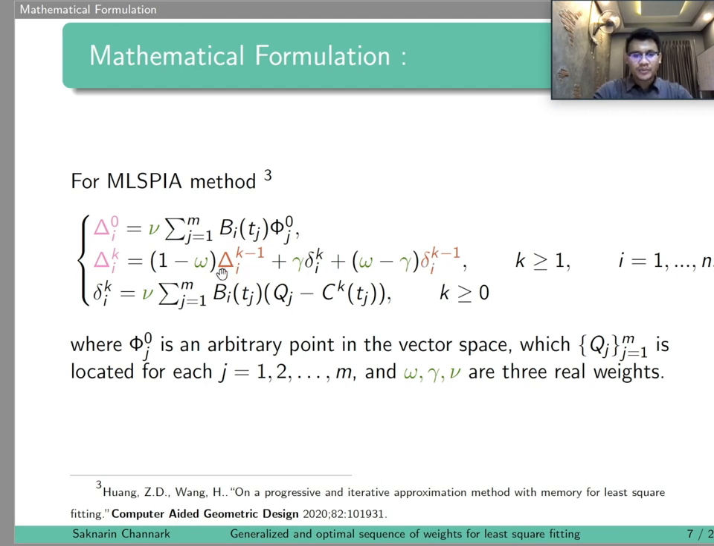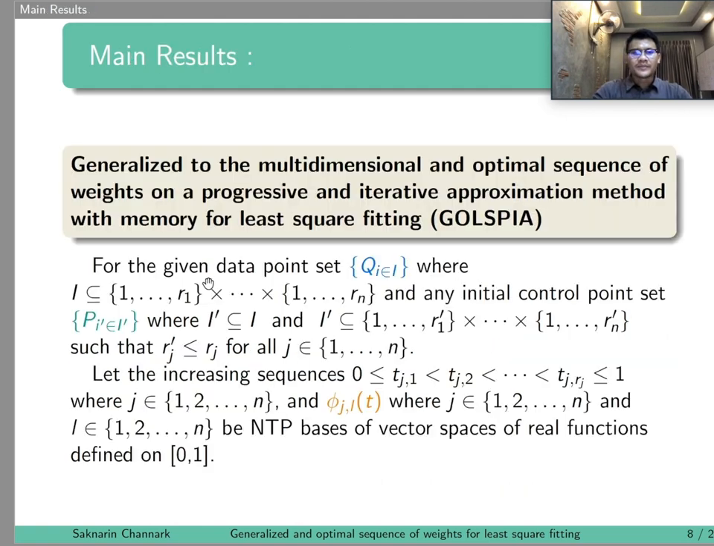Moreover, Huang and Wang used omega, gamma, and nu, which are constant weights in this equation, to compute delta_i^k. If we focus on this point and relax the constant weights to a sequence of weights omega_k, gamma_k, nu_k, which depend on the k-th iteration, and find the optimal sequence of weights, I think this method will get a better convergence rate than the MLSPIA method. This is the main point and main work that we do in this work.